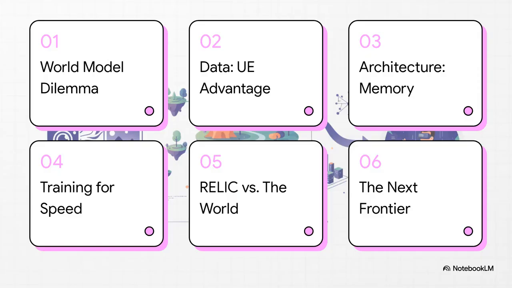All right, so here's the plan for today. First, we're going to tackle what I'm calling the world model dilemma. It's really the core challenge here. Then, we'll get into the secret sauce, and that starts with the data. They did something really clever with Unreal Engine. After that, we'll dissect the architecture itself, specifically how it solves this huge memory problem. Then, we'll see how they trained it to be super fast, for real-time interaction. And of course, we've got to see how it stacks up against the competition. Finally, we'll zoom out, look at the big picture, and talk about what this means for the future.